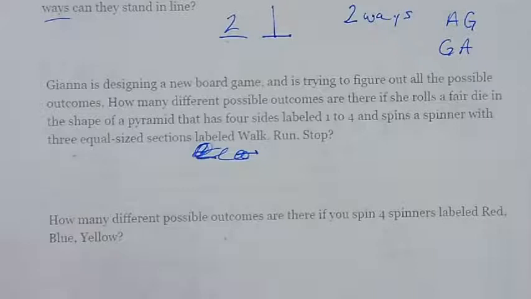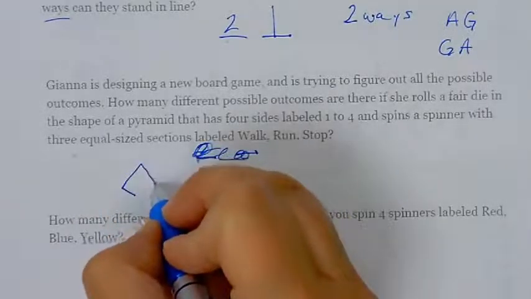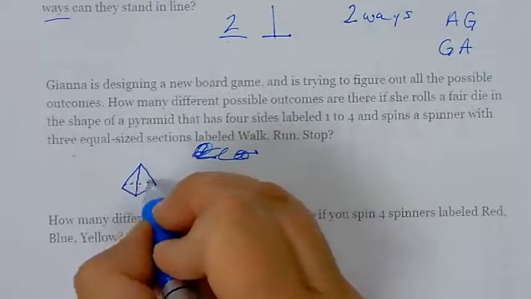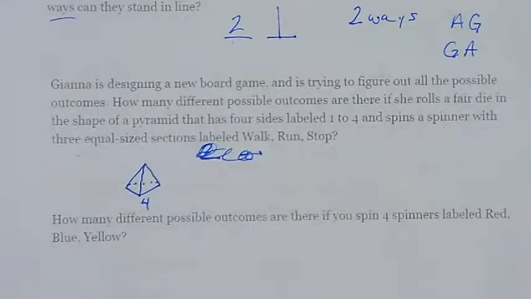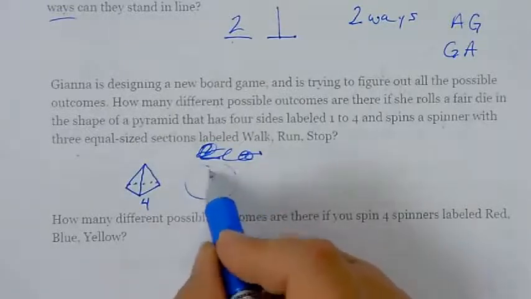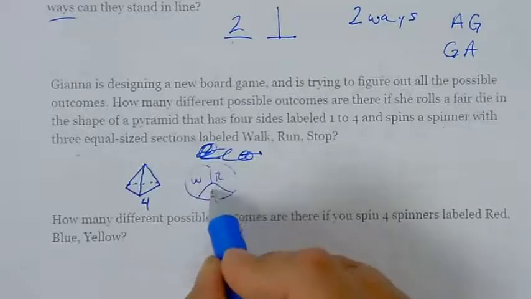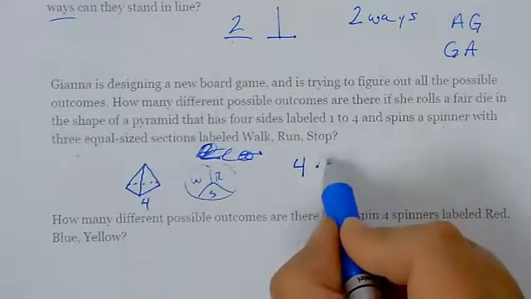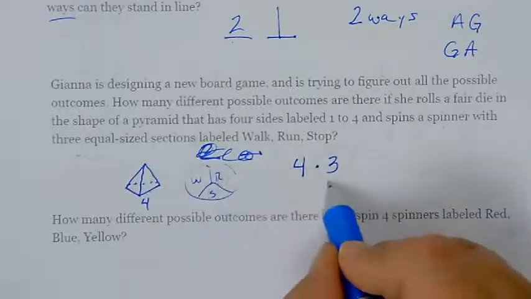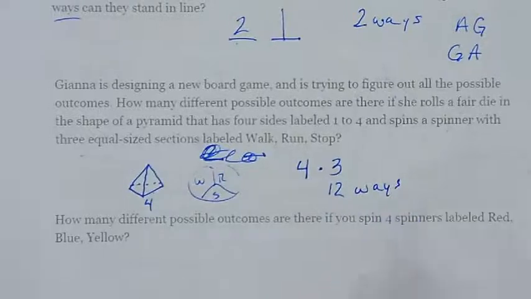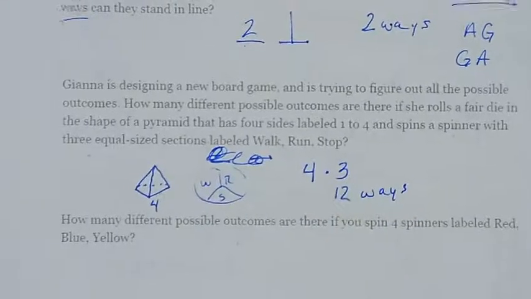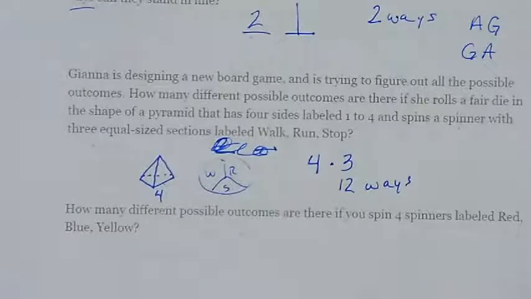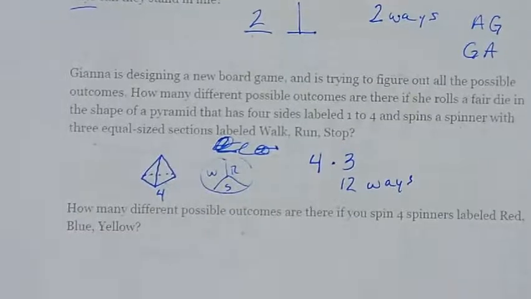So let's think about what that would look like. Here's a fair die in the shape of a pyramid. So you can see there are 4 sides. And has a spinner with equal sides, walk, run, stop. So you have walk, run, and stop. So there are 4 ways that the pyramid can happen, and 3 ways that the spinner could happen. So there'll be 12 possible ways that you could roll a pyramid die and spin the spinner.